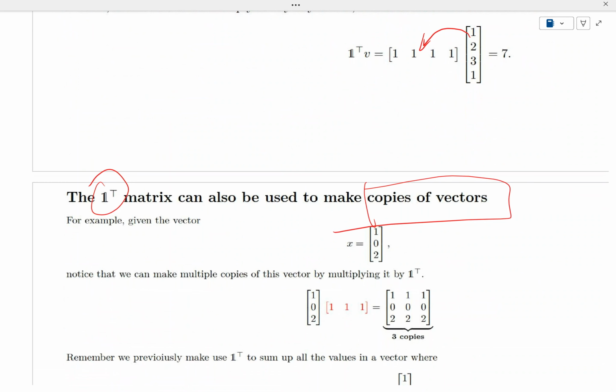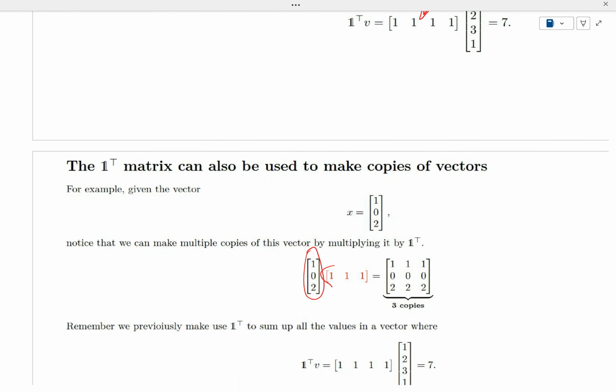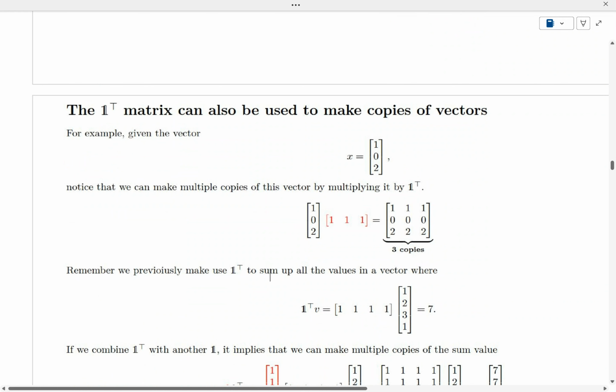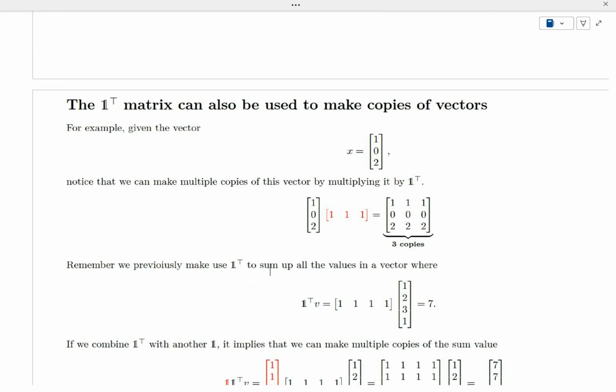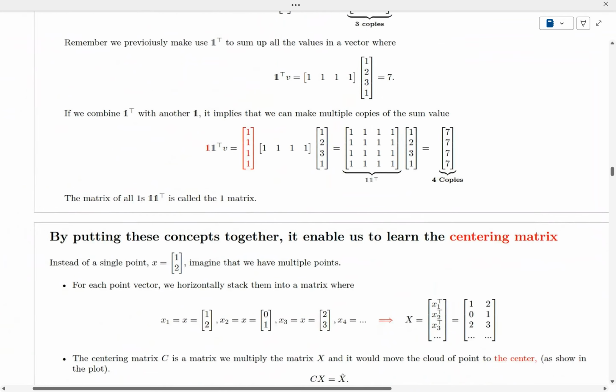That's also really useful. For example, we have a vector x here. Notice how if we take the outer product of x with the vector of ones, it simply makes copies. It made 3 copies, and if you have more ones, it makes more copies. So you can make as many copies of the original vector as you want. Now you might be wondering, why would we want to make copies of a vector? Well, making copies of a vector can be quite useful.